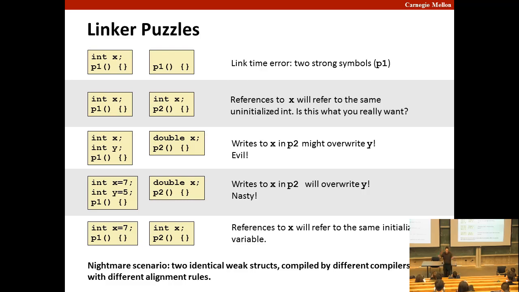And that means this program as a whole is corrupting its state. Does that make sense? Wait, int x equals 7 is strong and double x is weak, right? So shouldn't the strong just get retained and shouldn't y not get overwritten? So you're talking about this example versus, okay.